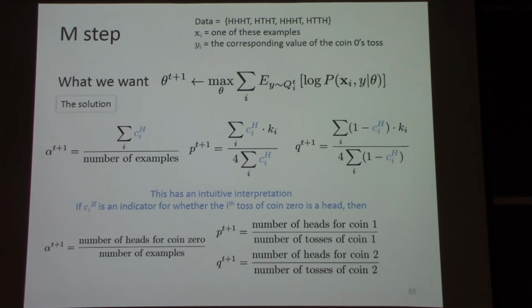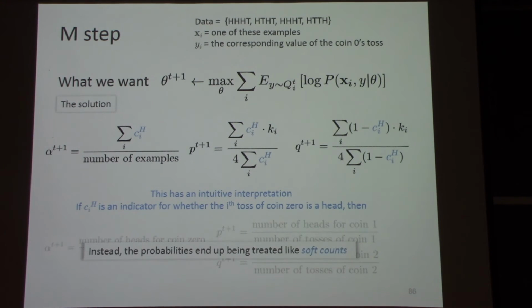And actually the same intuition carries for the p's and the q as well. So effectively the EM algorithm is treating these expected values of labels as soft counts. Question? What is K? K is the number of heads. I introduced that way back, but yes, K is the number of heads in an example.